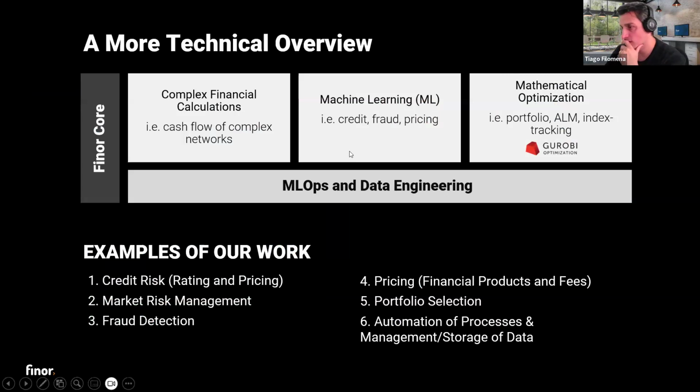So what do we deliver for our clients? In general, we deliver complex financial calculations, for instance, setting up an asset liability management desk in a bank. We deliver machine learning methods which are used for credit pricing and scoring and fraud detection. We also have a set of products related to mathematical optimization, which are more related to investments. And we do all the ops and data engineering of our projects.